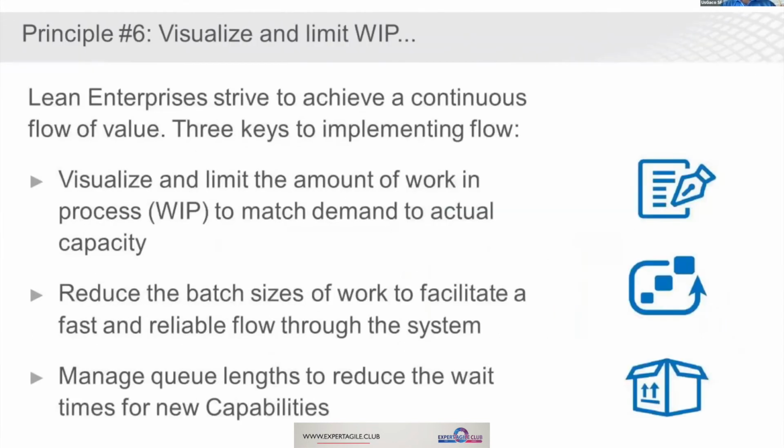Principle 6, visualize and limit WIP. Visualize means we're going to make all of our work transparent. No more hidden projects, and limit our WIP. We need to focus on how much we're working on. Do you want to work on 10 projects and get them all done at 10% of the speed, or do you want to work on one project and get it through the finish line as fast as possible?